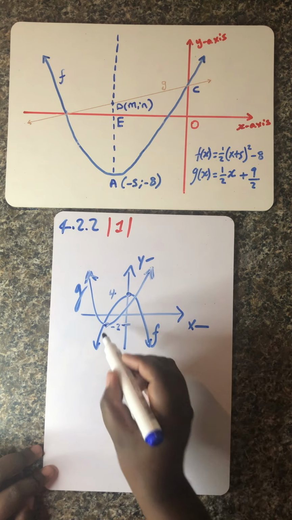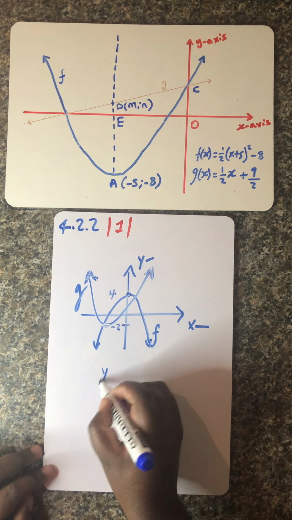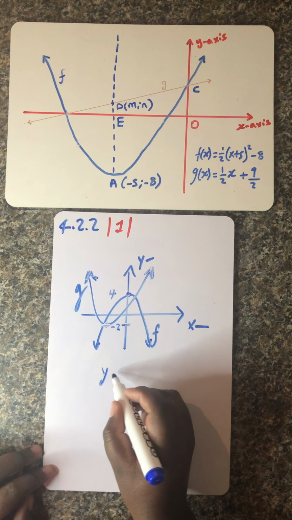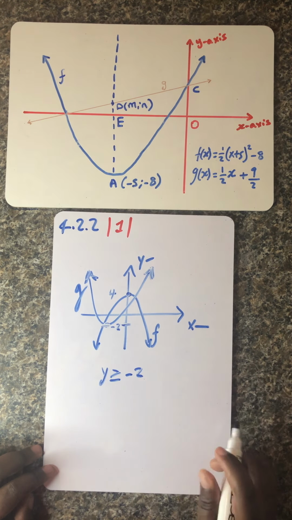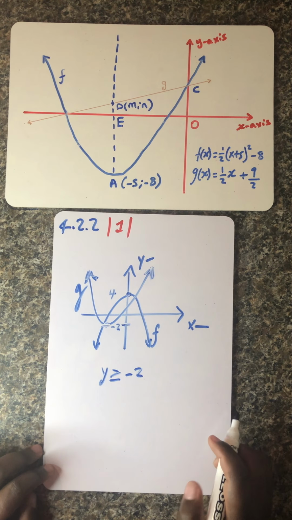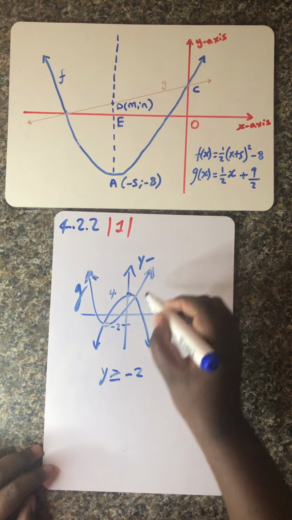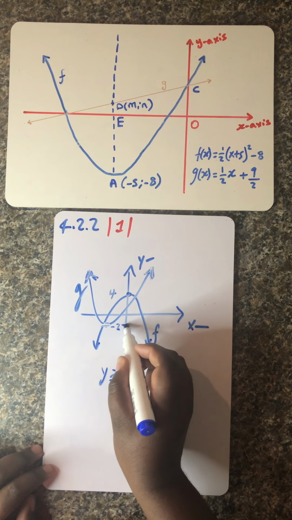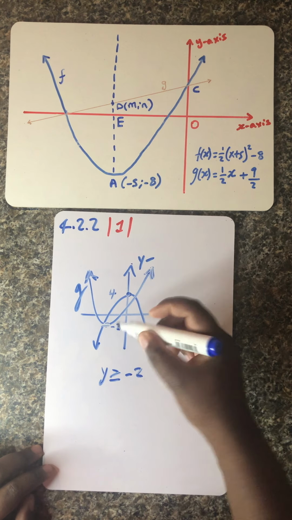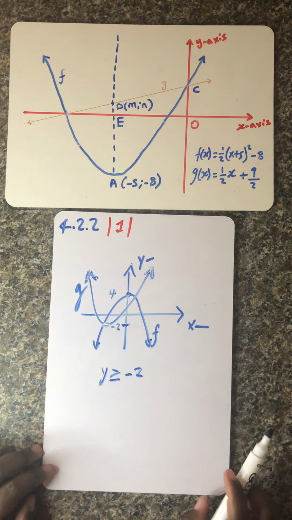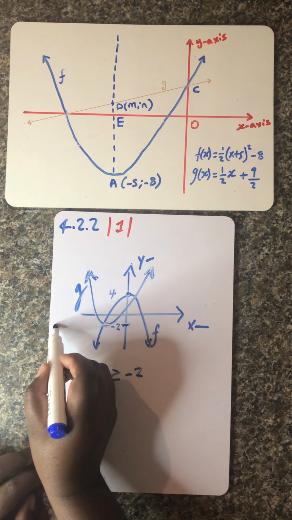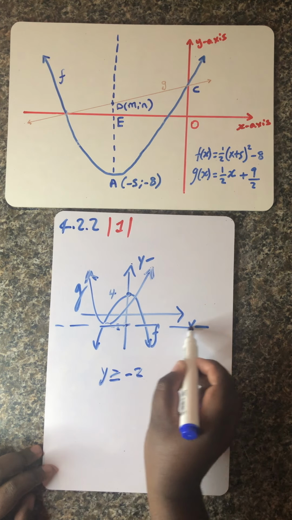So that means the range of that graph is y is greater than or equal to -2. In short, guys, this graph of g starts from -2 along the y-axis going up to infinity. So that means this graph ranges from there.